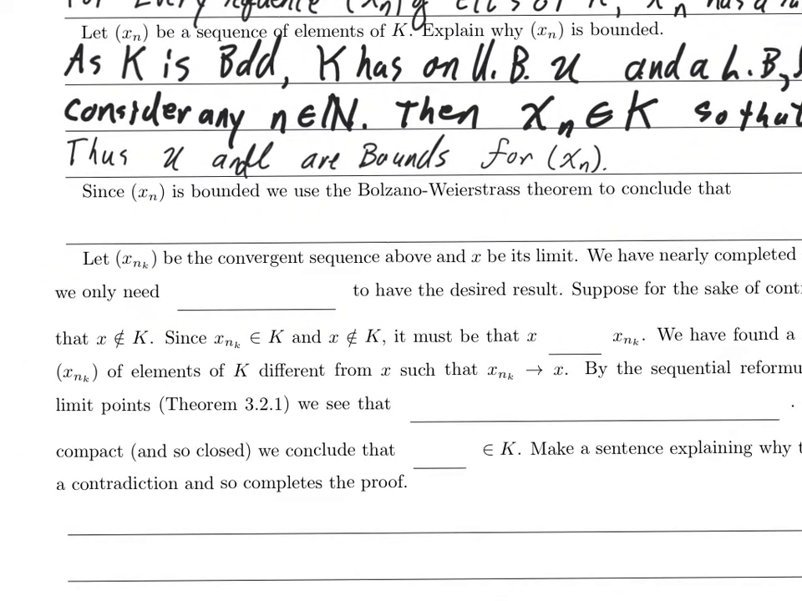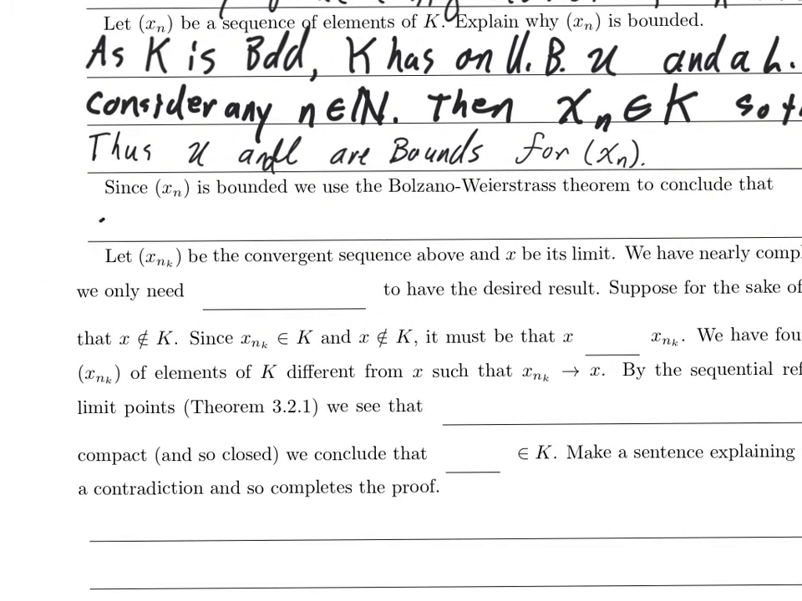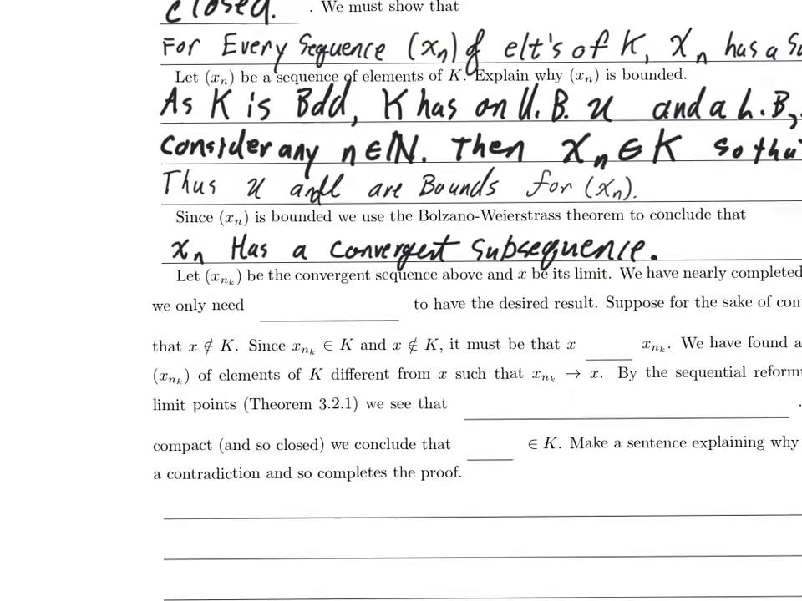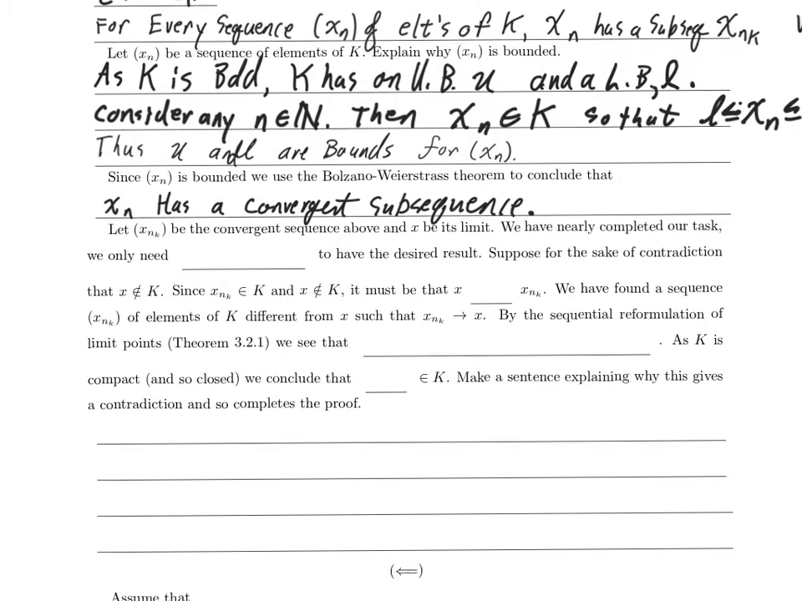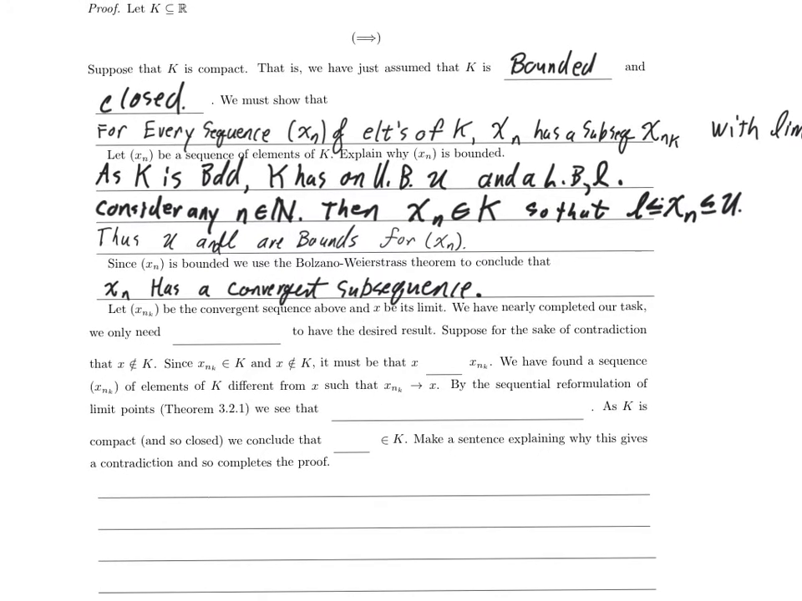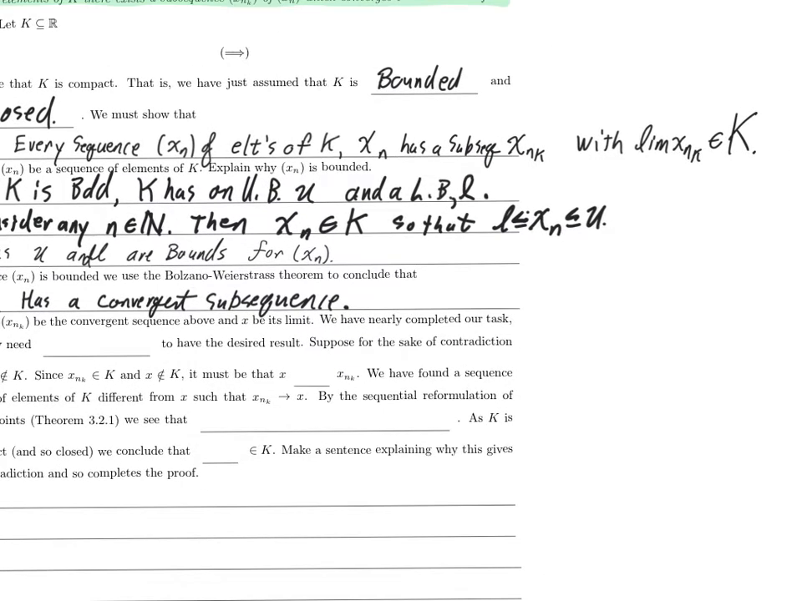Since the sequence is bounded, I can use the Bolzano-Weierstrass theorem to conclude that x_n has a convergent subsequence. Well, let's let x_{n_k} be that convergent subsequence, and let's let x be its limit. Well, I'm pretty close. What do I need to show? I need to show that for every sequence x_n of elements of K, x_n has a subsequence x_{n_k} which converges and whose limit is in K.